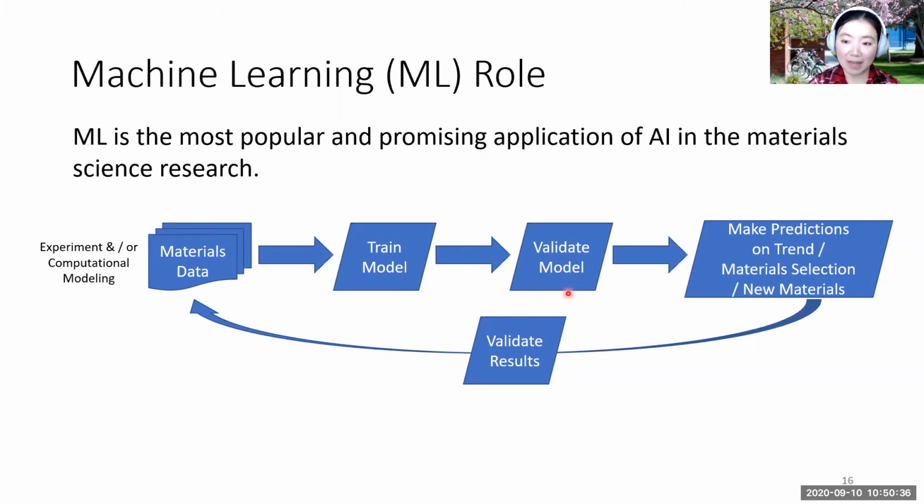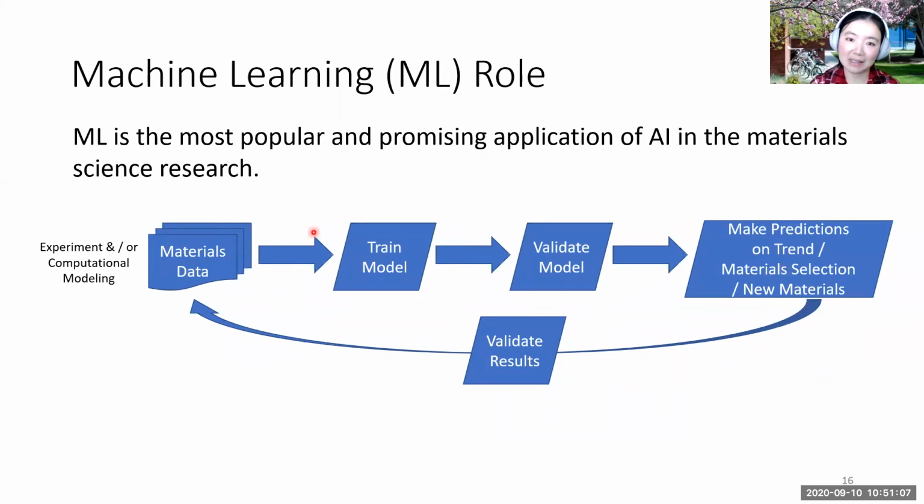After the model is validated, it will be able to make predictions for the data trends, tell us what material we should select to meet the requirements, and probably recommend some new materials. Based on those outputs, we still need feedback to the very beginning, using experiments and computational modeling to validate those predictions.